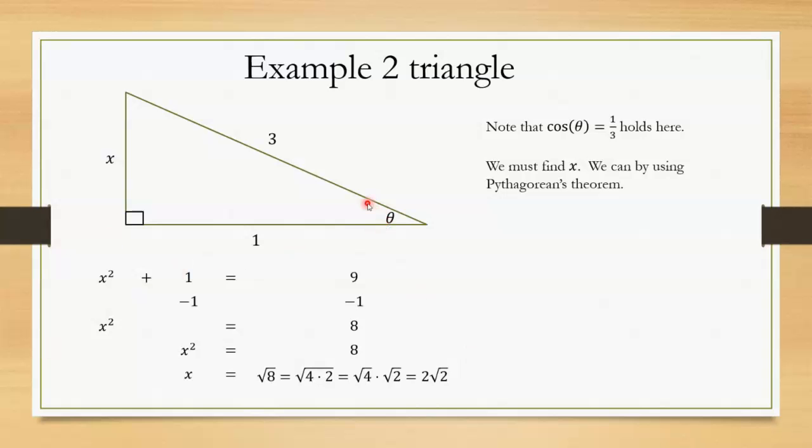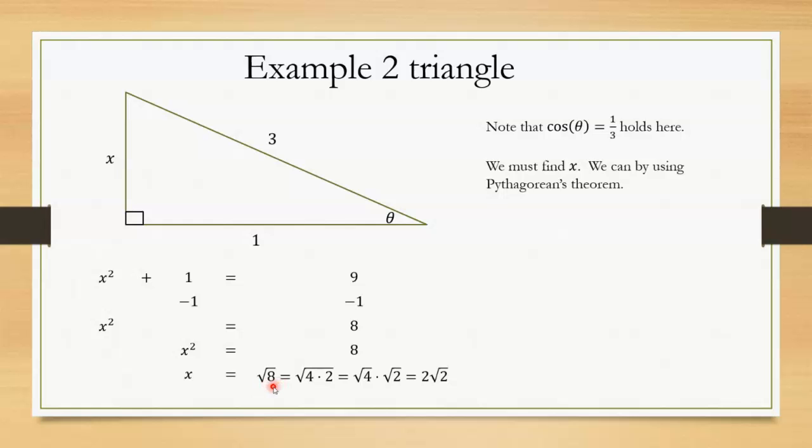Remember, by Pythagorean's theorem, the length of a leg squared plus the length of the other leg squared is the length of the hypotenuse squared. In other words, if I call the unknown side x, then x squared plus 1 squared is equal to 3 squared, which is 9. So now we just solve for x. I subtract 1 from each side, since I want x squared all alone, and I get x squared is 8. From here, we take square roots.